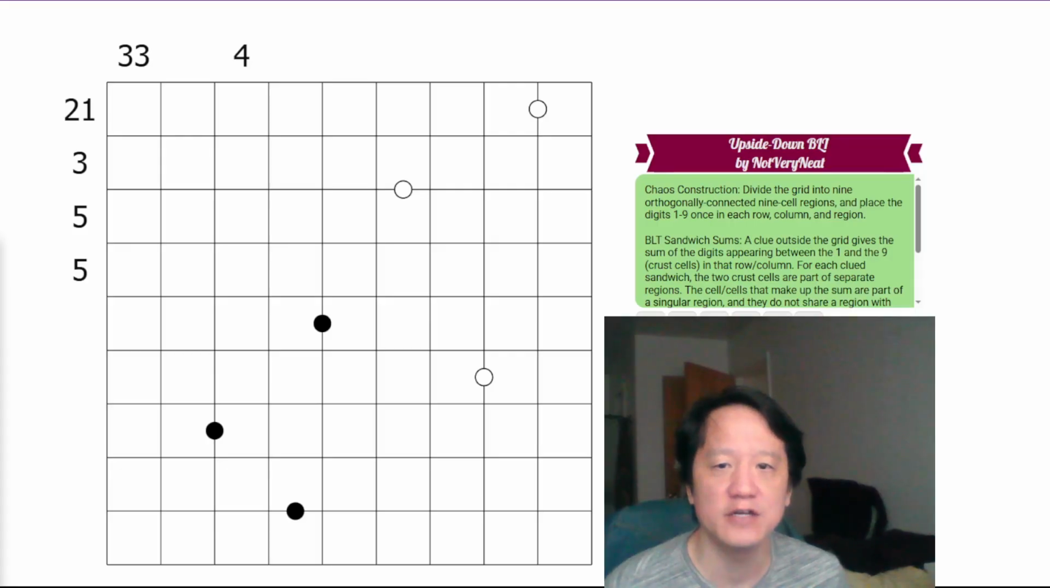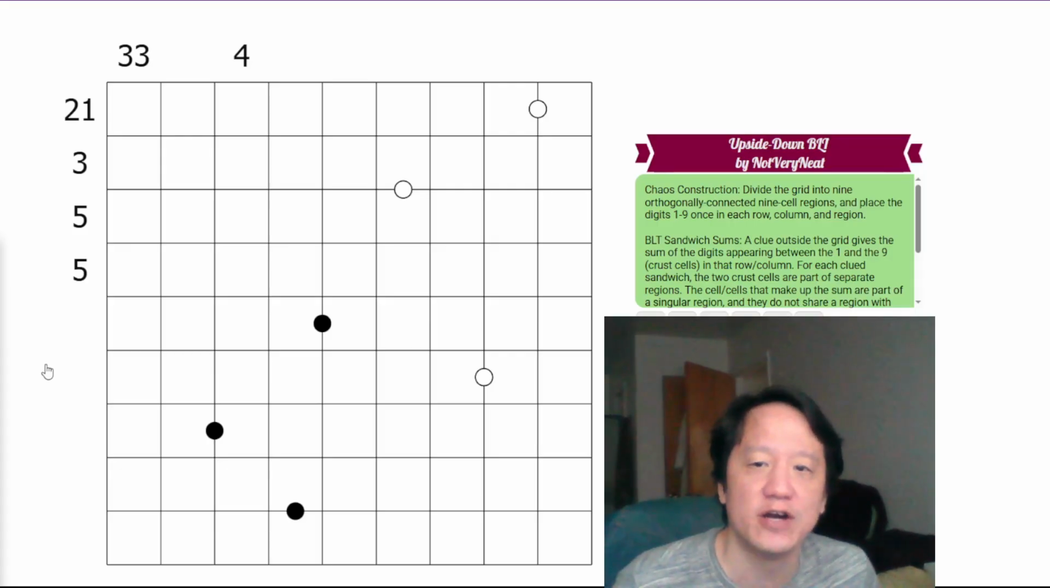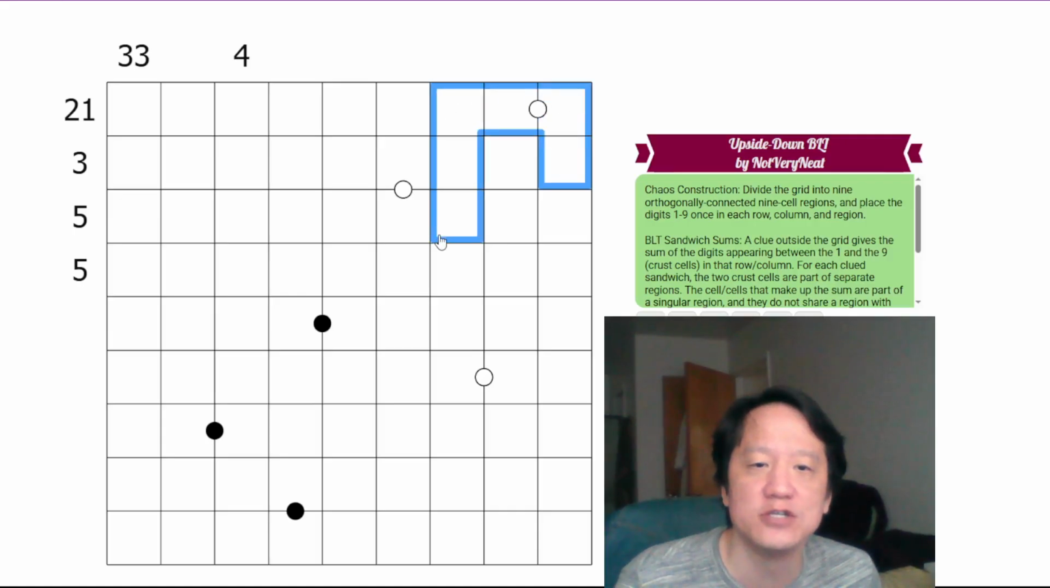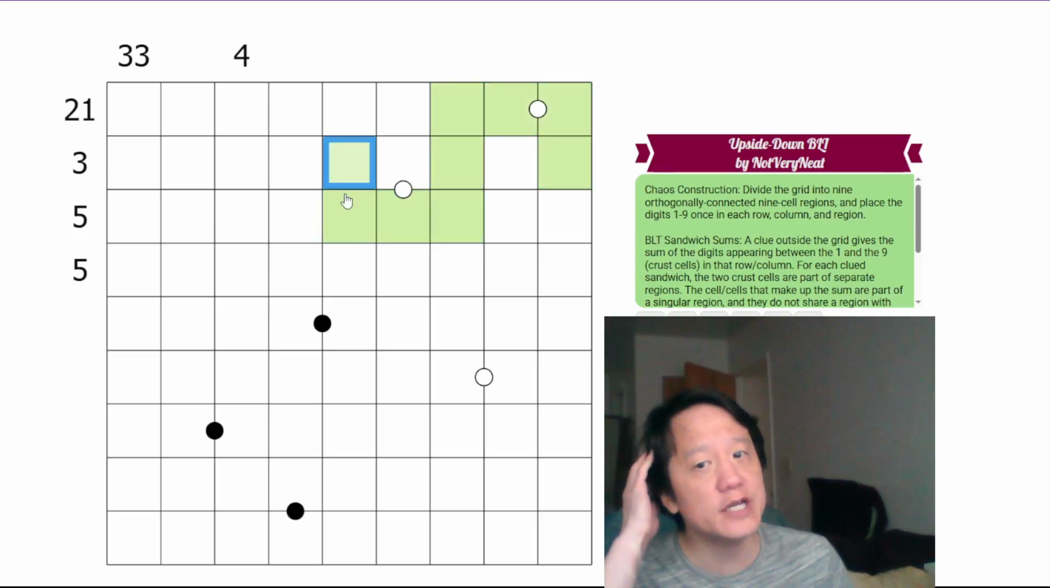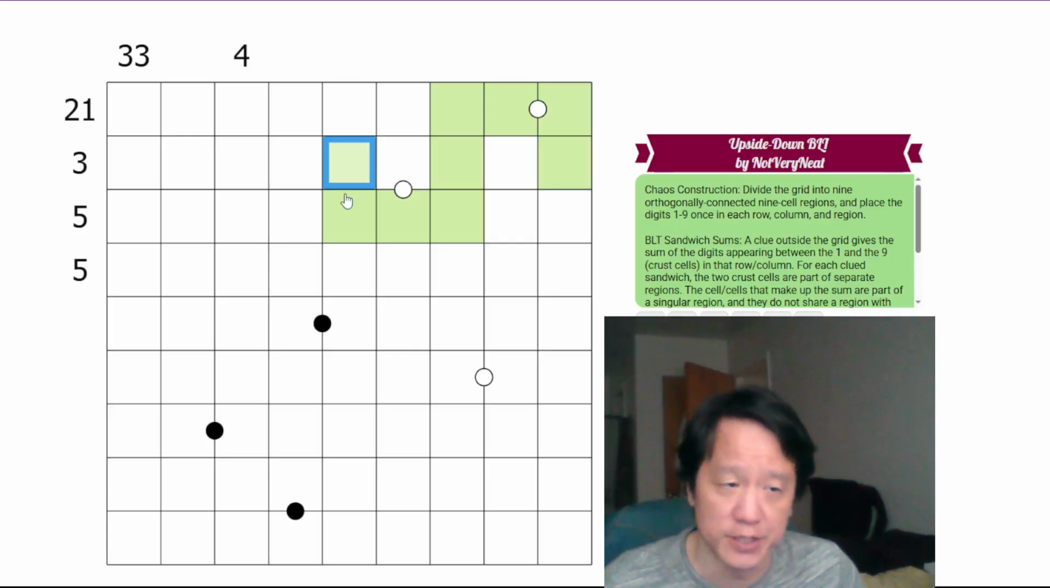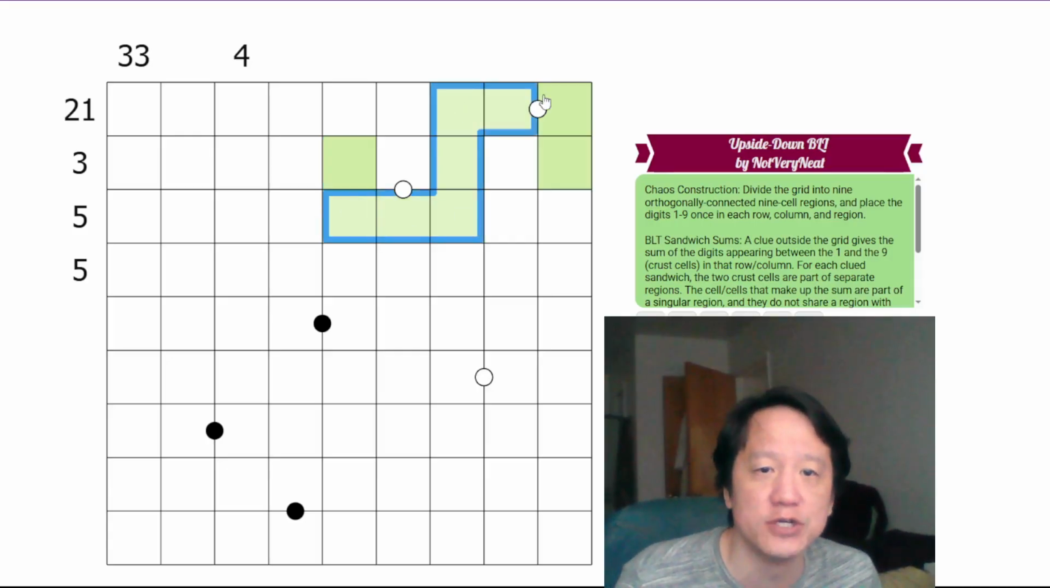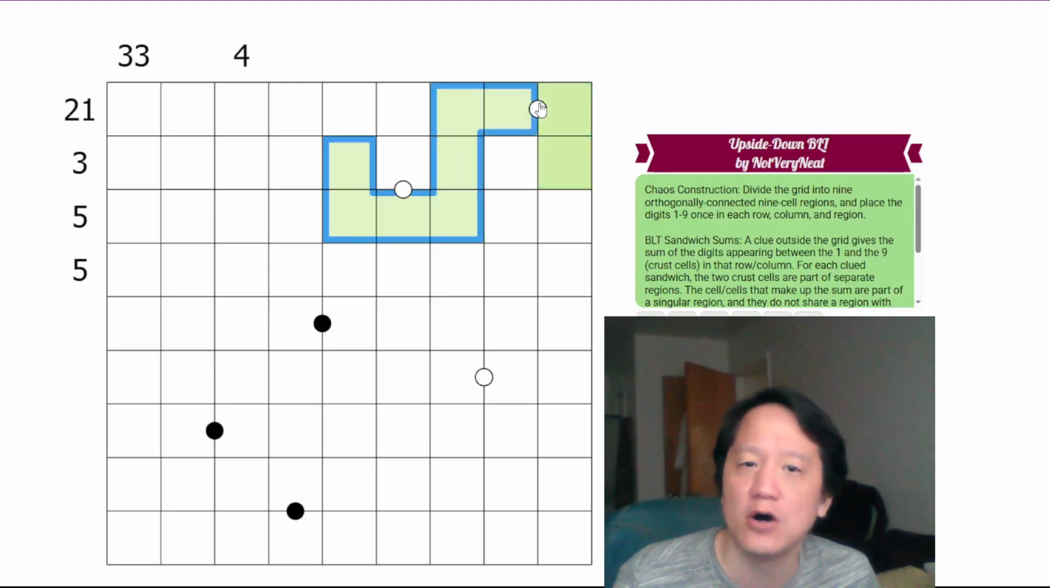We have chaos construction rules where we need to divide the grid into 9 orthogonally connected 9-cell regions, and we need to place the digits 1 through 9 once in each row, column, and region. So what is an orthogonally connected region? It's basically a region where you can go from any cell in that region to any other cell in that region just by going through edges, all while staying within the region.